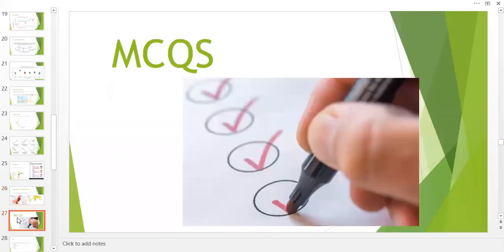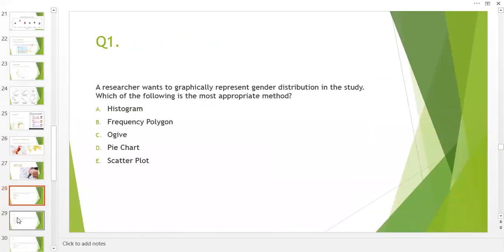Now it's time for the MCQs. A researcher wants to graphically represent gender distribution in a study. Which of the following is the most appropriate method? Histogram, frequency polygon, ogive, pie chart, scatter plot. Pie chart. Yes, the correct answer is pie chart, because the other options are used for quantitative data. Histogram, frequency polygon, ogive, and scatter plot are used for quantitative data, not for nominal data.